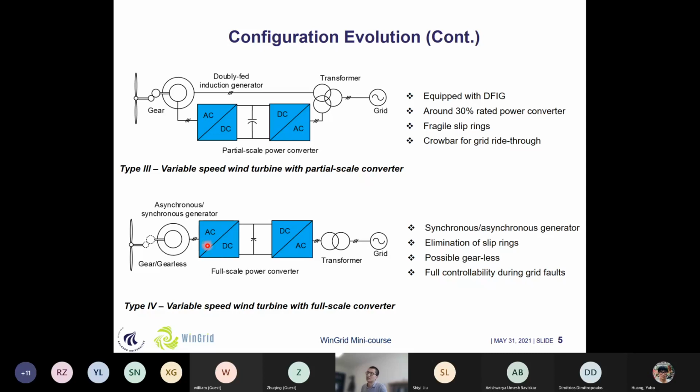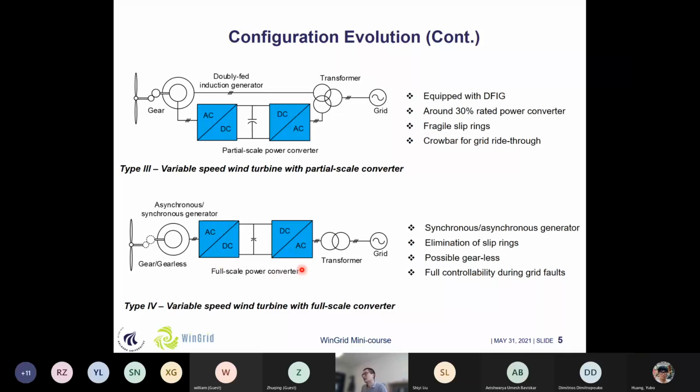Since this back-to-back power converter is connected to the stator side of this generator, we can eliminate the slip rings that are normally very fragile due to wear out issues. We also have the possibility to reduce the gearbox if we have enough pole pairs of this generator. Then we can also have this as a gearless concept.